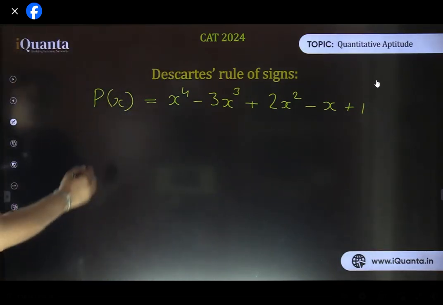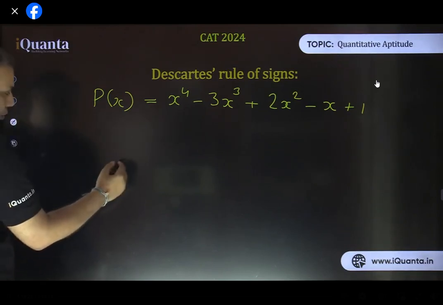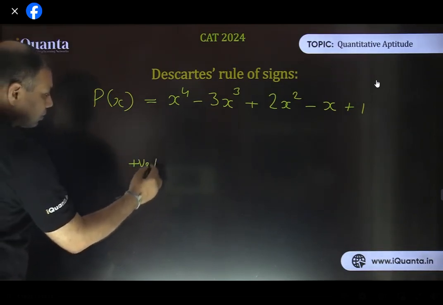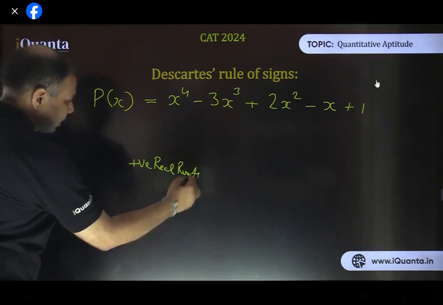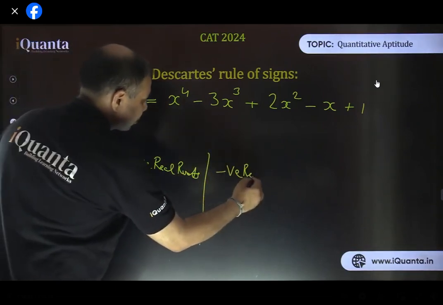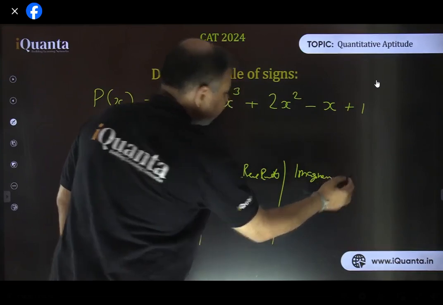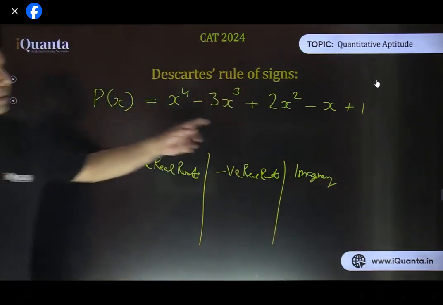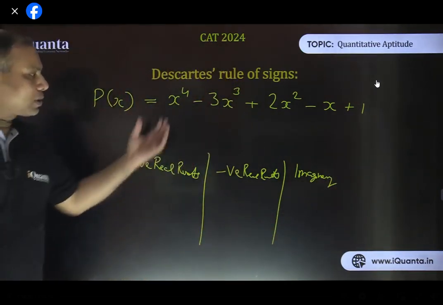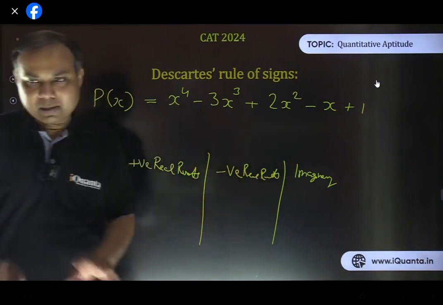I repeat. Let's make a table here. So number of positive real roots, and then negative real roots, and then if roots are not real, then roots would be imaginary. Okay? So for this polynomial of this format, roots are going to be positive real roots, or negative real roots, or the roots may be imaginary. That is the thing going to happen.